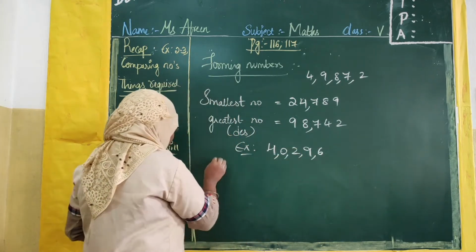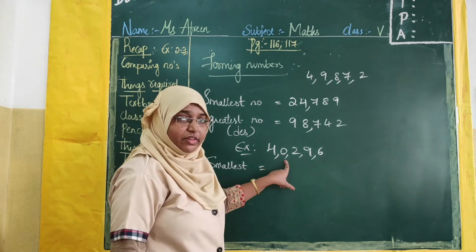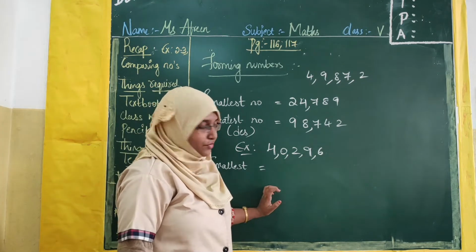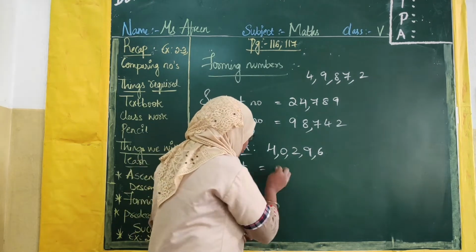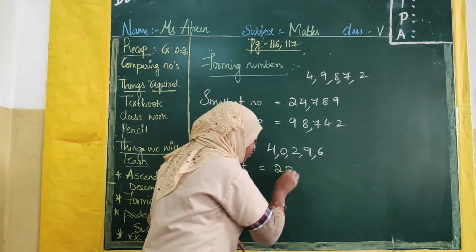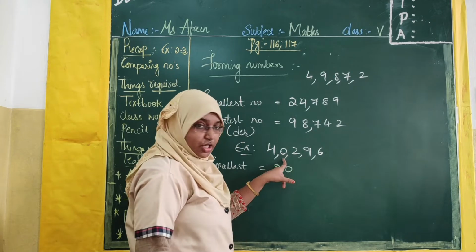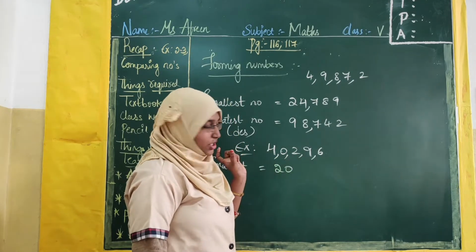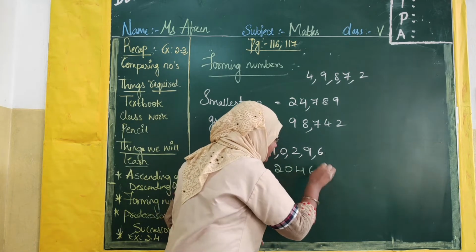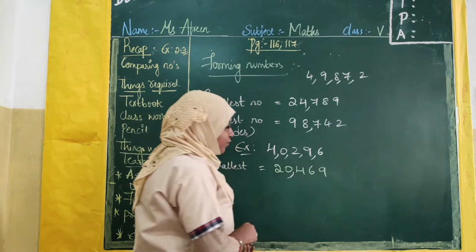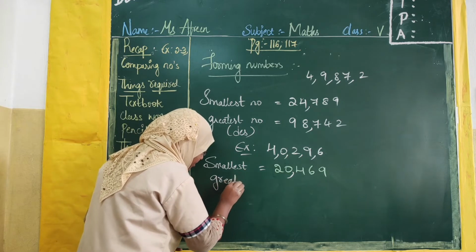40296. Now I want the smallest number. Now if you see, the smallest one is 0, but we will never write 0 on the extreme left. Other than 0 we will write. Now after 0 we have 2. We will write 2, then 0. Because if you write 0 at the first place, there will be no value for that, right? So we will write 2, then 0. We will interchange 0 with the next smallest digit. Then after 2, we have 4. Next 6. And then last 9. That is 20,469.